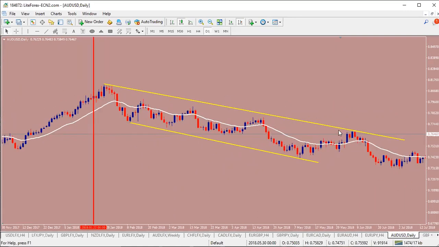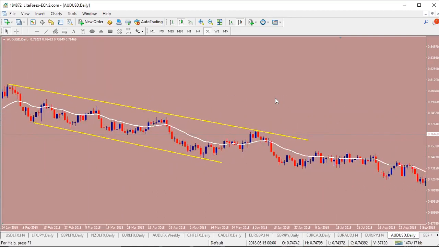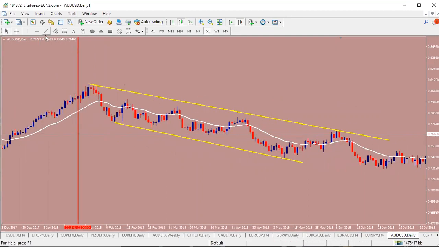Now, this particular one is a channel. I have drawn a channel right now. Now, inside this channel, there are also a what? Lower or smaller chart patterns. Can you see the bearish flag? Do you see it? Yes.